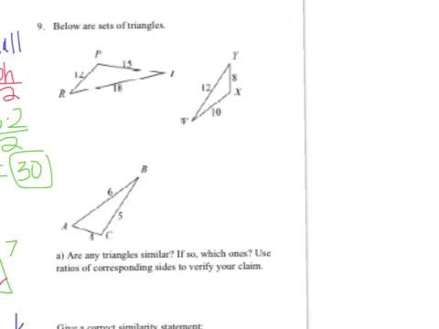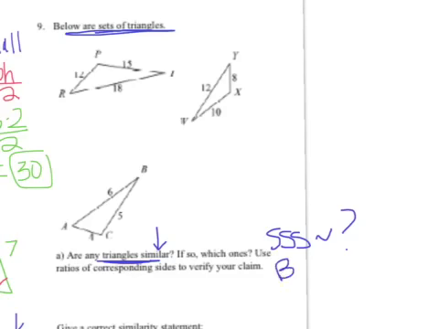Question number 9 says here's a set of different triangles, and they want to know if any of them are similar. And if you notice, on all of them, all the sides are marked for us. So we want to know if any of them by side similarity are similar. So what I have to do is compare the sides. And I always compare the big side of one to the big side of another.